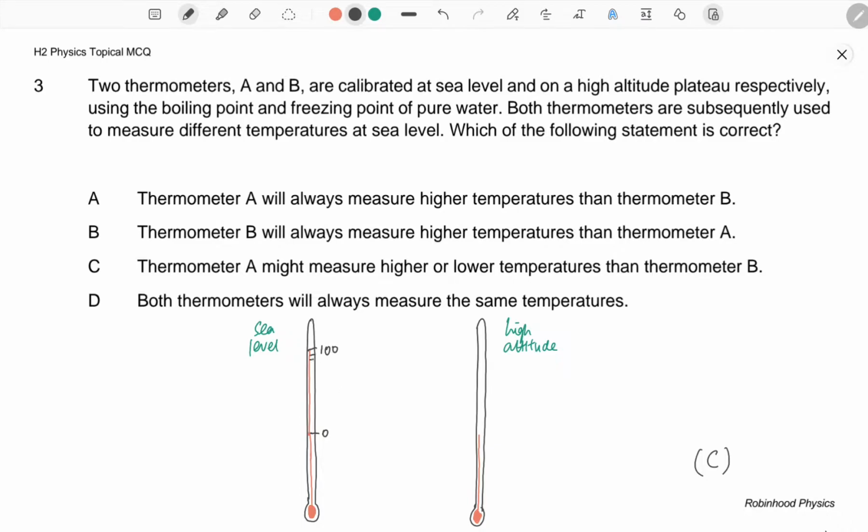Okay, and in between, we will divide it by 100 parts. So the markings here will be of a certain distance. Okay, it will be 1/100 of the height difference of the mercury column.